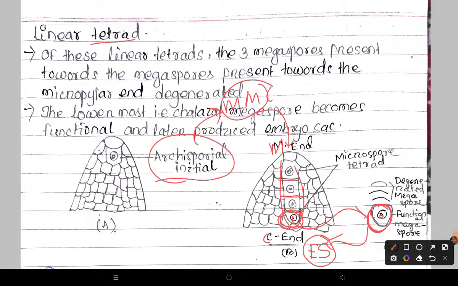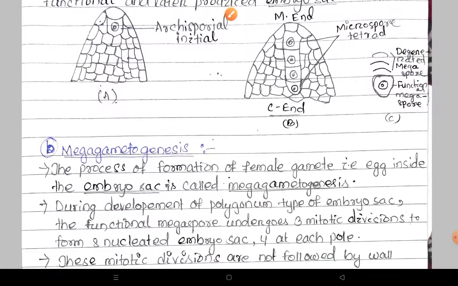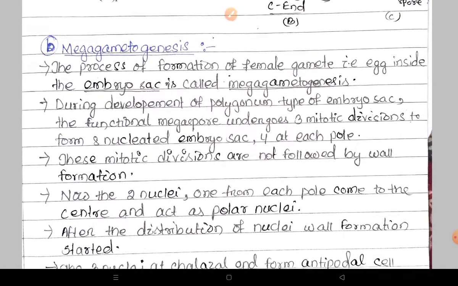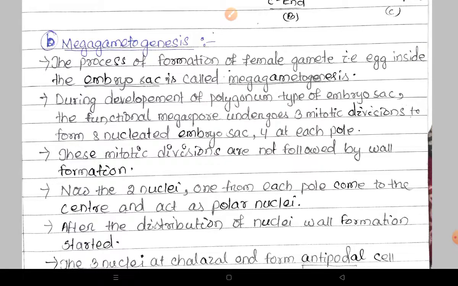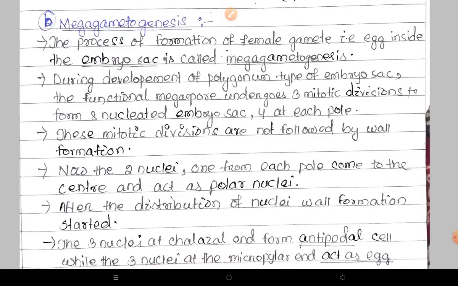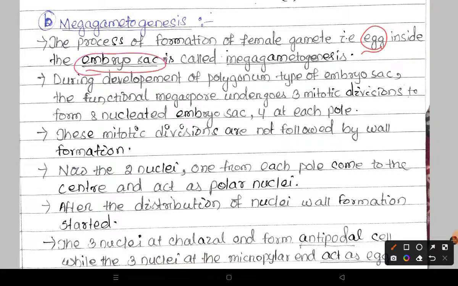Okay, so next, megasporogenesis is complete. Next comes megagametogenesis, the process by means of which megaspores are converted to a complete embryo sac which contains the egg. In other words, the formation of the egg inside the embryo sac is known as megagametogenesis.